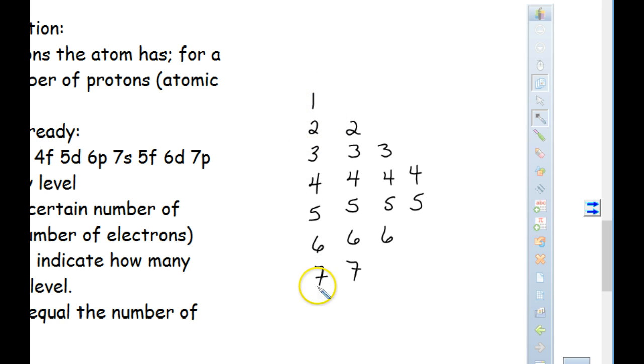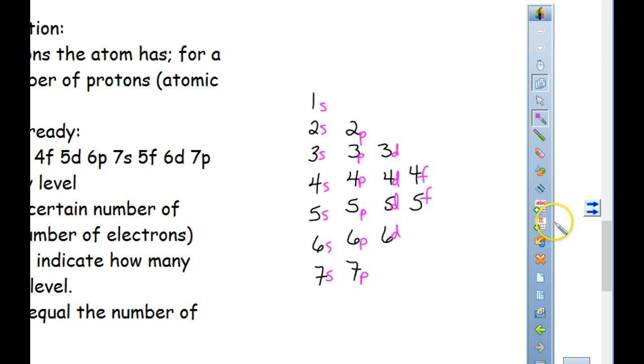Alright, and you should have 1 through 7 on the spine, and then as you go across the vertex, you have 1, 2, 3, 4, 5, 6, 7. Now that you have that, fill in the SPDF. So the first column is the S. The second column is P. The third column is D. And the fourth column is F. Now notice there is no 1P, there is no 2D. Those things don't exist because you can only have as many sublevels as the main energy level itself.